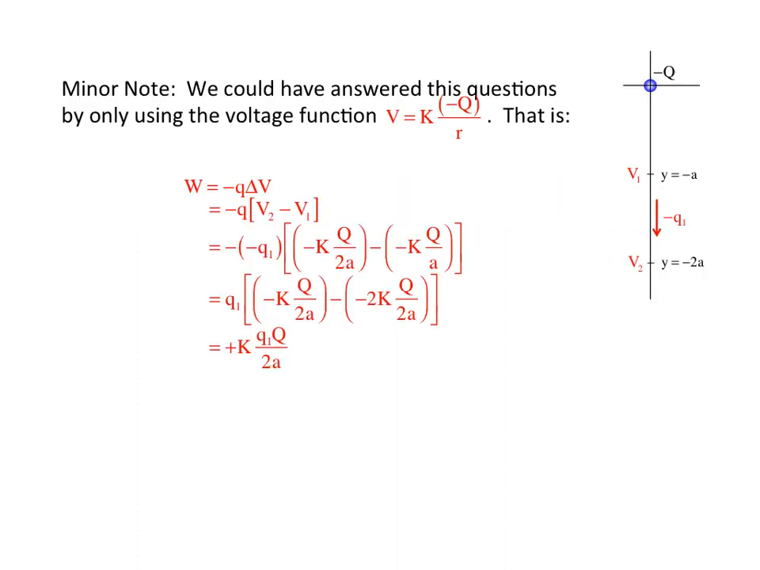As a minor side point, we could have done this problem using straight voltages and not potential energy functions. Specifically, the work equals minus the charge that's feeling the effect times the change in the voltage between the initial and the final position. And if you follow down with the calculation, the charge that's feeling the effect is minus Q1. The voltage function that we derived is KQ over R, where in the final position R is 2A, and in the initial position it's A. And by doing the manipulation, lo and behold, we come out with the same work quantity.